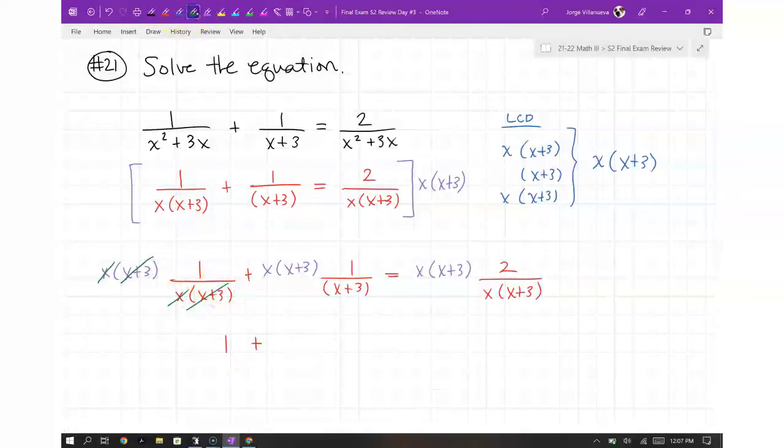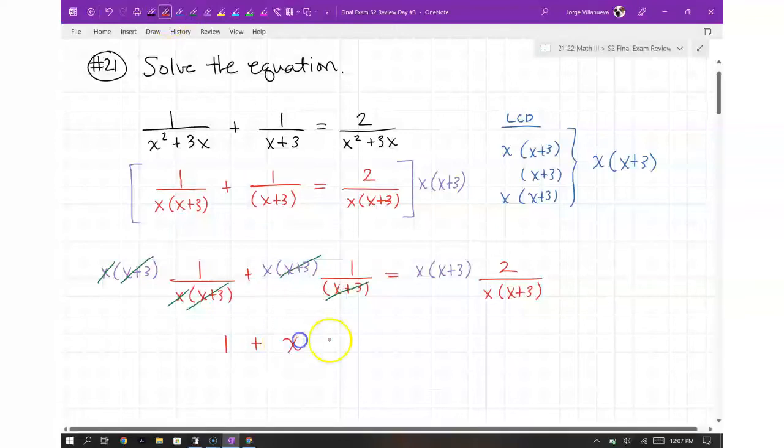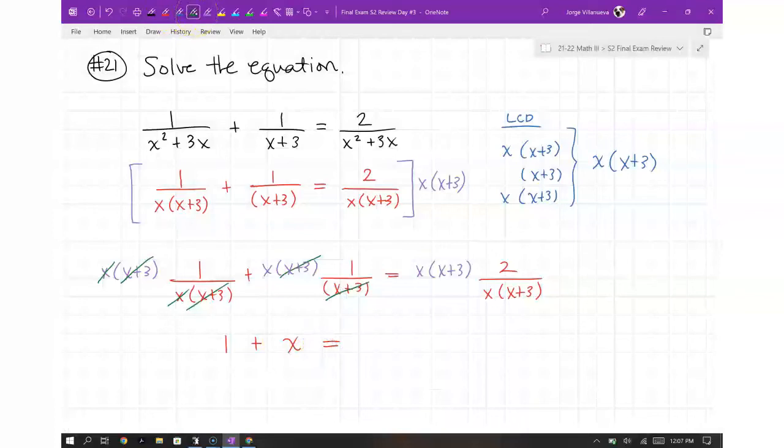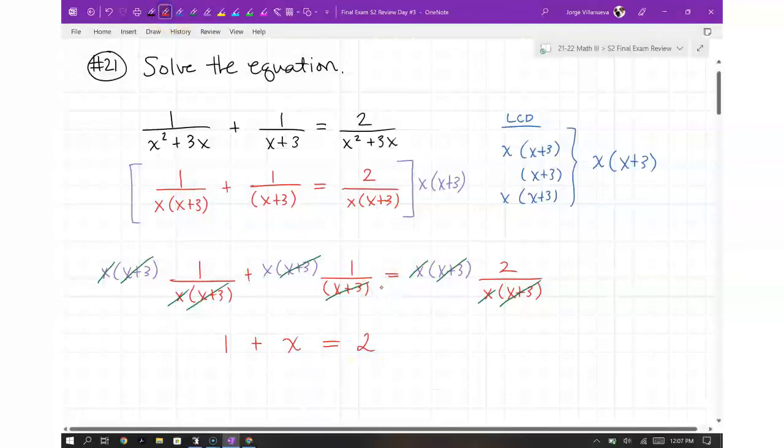What about the next one? What can I cancel? x plus 3. So what's left? 1x or just x. What can I cancel on the next one? All right, so what's left? 2. And look at how nice it turned out. I just got to solve that. That's easy. Just subtract 1 and I'm done, right? So let's do minus 1 on both sides. So x equals 1, and I'm done.